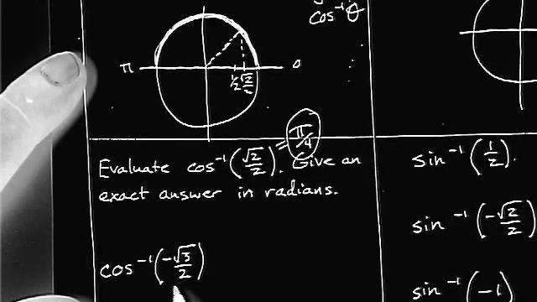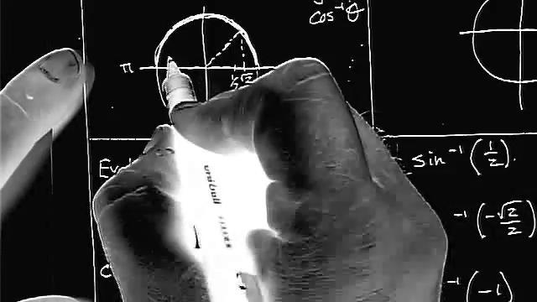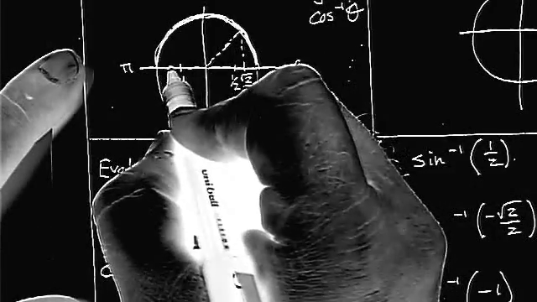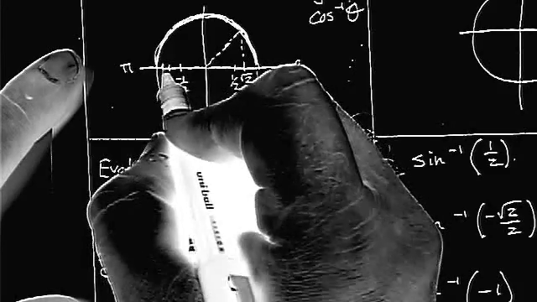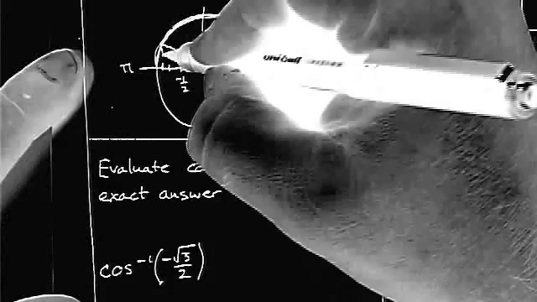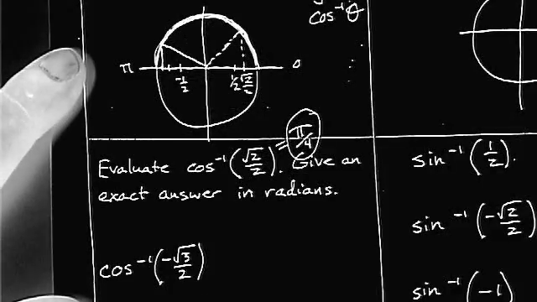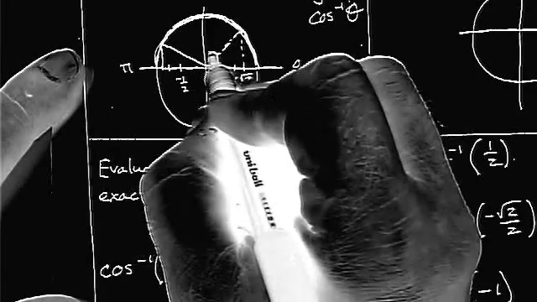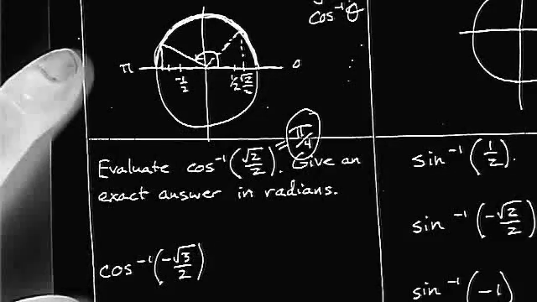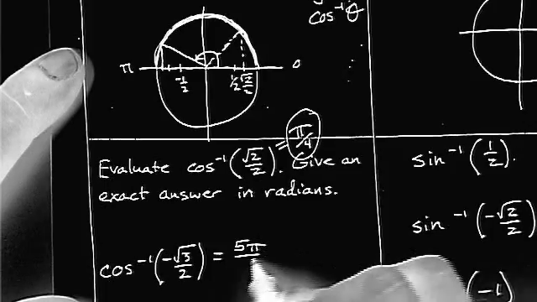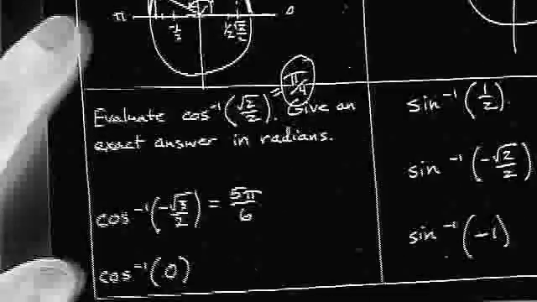How about my x value, negative radical 3 over 2? Okay, so that's negative 1/2, negative radical 2 over 2, and then negative radical 3 over 2. That's my 30-60-90 right triangle, but I'm over in quadrant 2. So that's going to be 5 pi over 6.